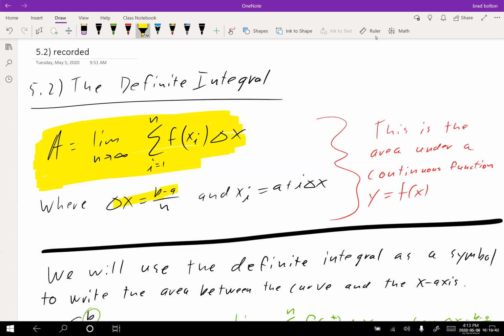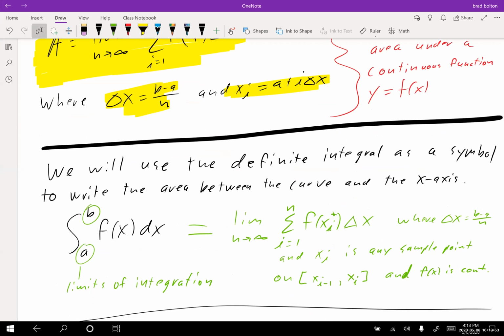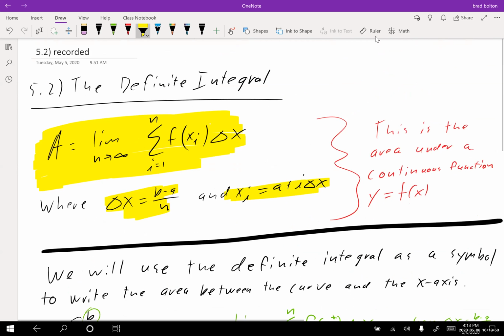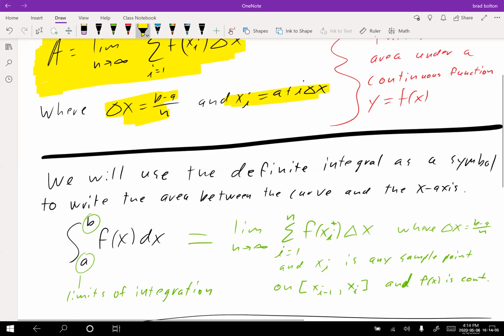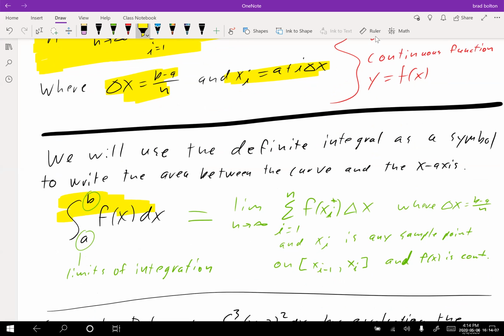Remember, we talked about delta x, we talked about how to find x sub i, and we left off with a problem that was in the right format, but we actually hadn't found the answer. So that's what we're going to continue on with today. So we'll use the definite integral as a symbol to write the area between the curve and the x-axis, because we don't always want to have to write this out. So we're going to develop a new notation to write this. And what we end up with is something called the definite integral.